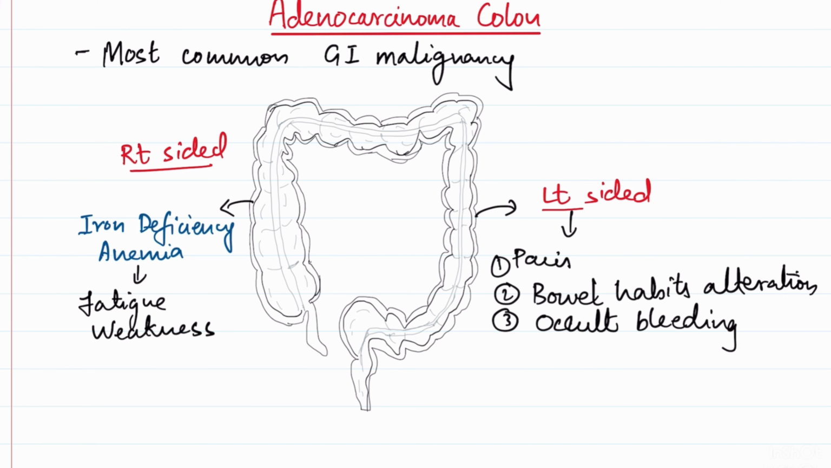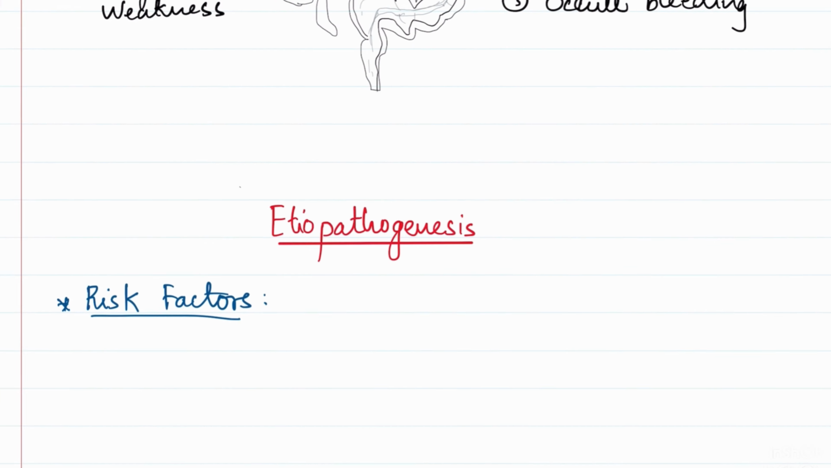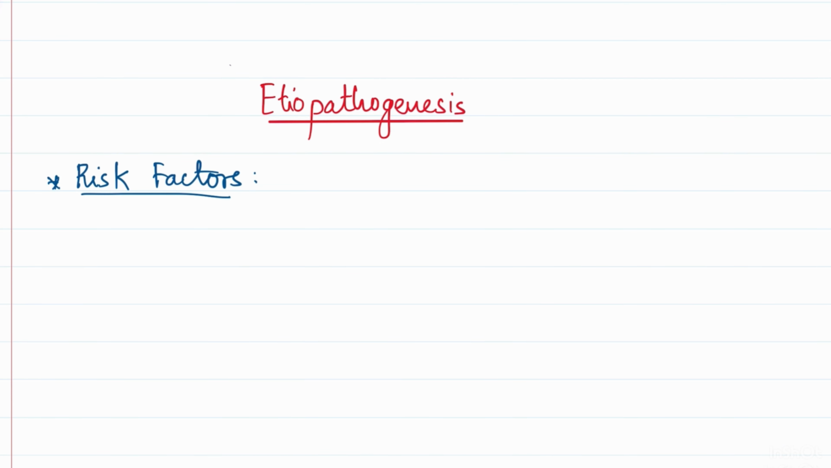Now we move into the etiopathogenesis of adenocarcinoma of colon. So what are the risk factors? Most of the students would say that the most important risk factor is the diet, because that's how it is shown in the textbooks. But actually the most important risk factor is the age. Above the age of 50, the rate of CA colon increases twice by every decade. So that's the most important factor.